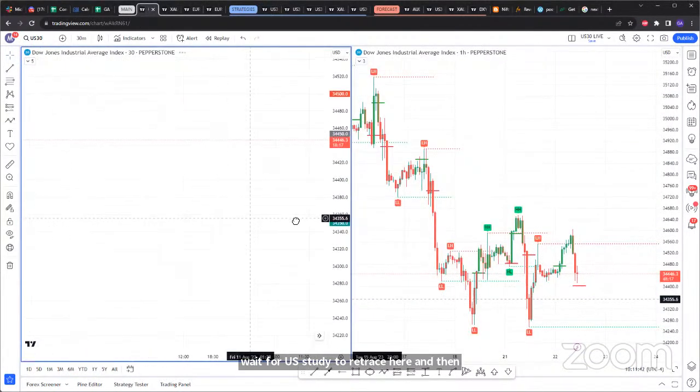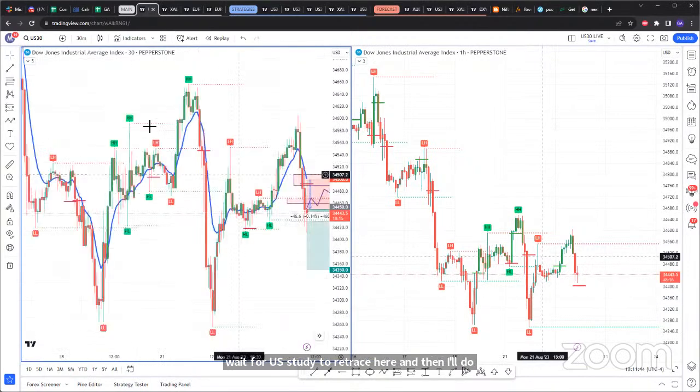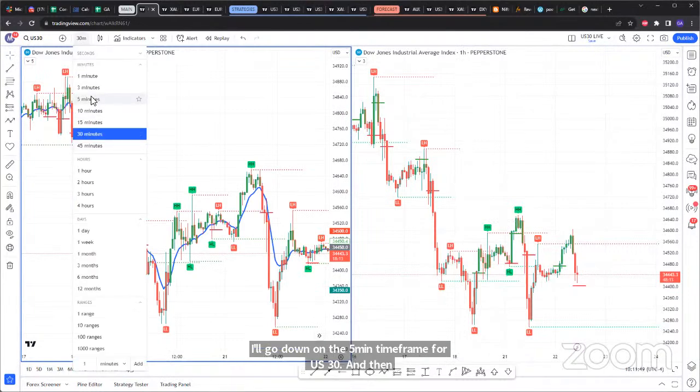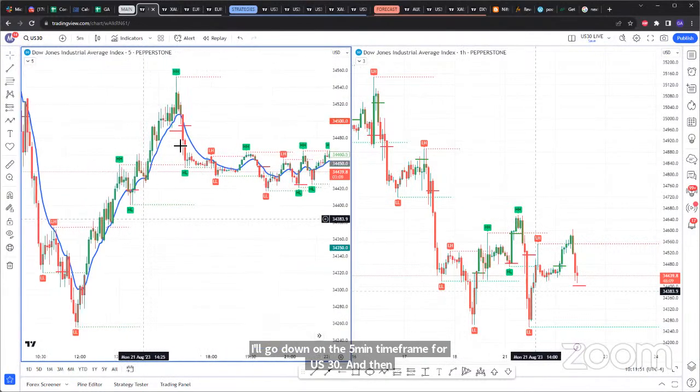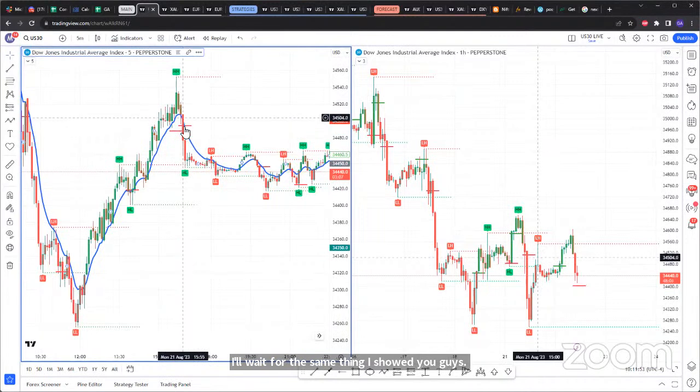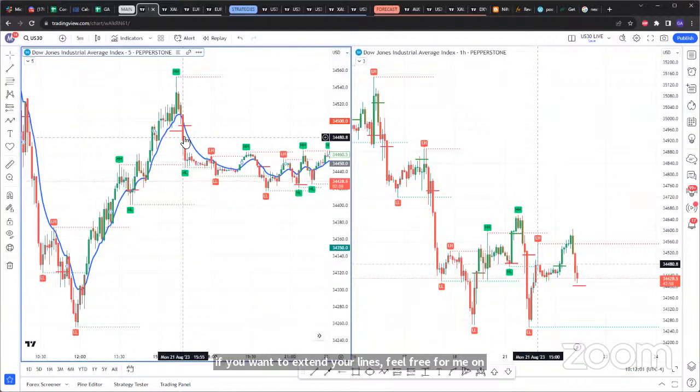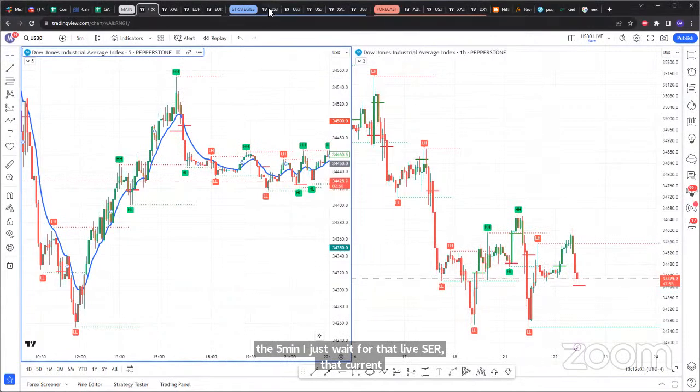I'll go down on the 5 minute time frame for US30, and then I'll wait for the same thing I showed you guys. I'll go down and I'll wait on the 5 minute for this. Now, if you want to extend your lines, feel free. For me, on the 5 minute, I just wait for that live SAR, that current SAR. Now, hopefully that makes sense, right?